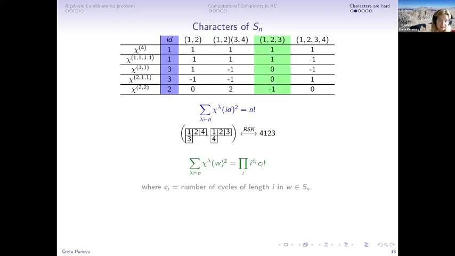What if we take another column? You can write a similar formula: the sum of the character squared is equal to some product formula. Does this have any combinatorial meaning?